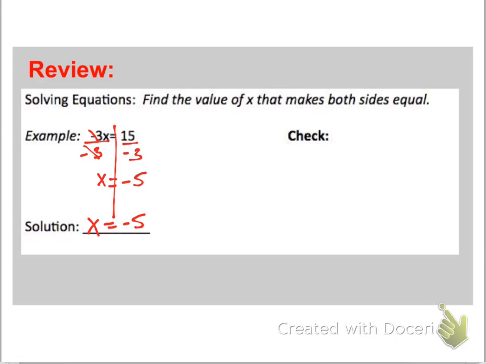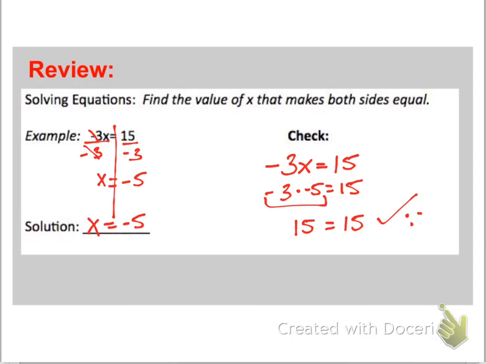In order to prove that was true, you checked. Negative 3x equals 15. Substitute: negative 3 times negative 5 equals 15. A negative times a negative is a positive. 15 is equal to 15. It checks. Our solution was correct.